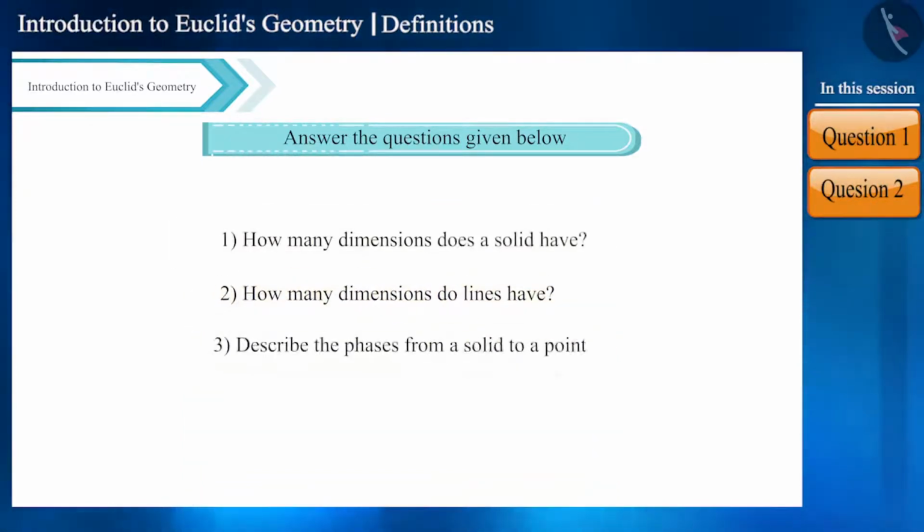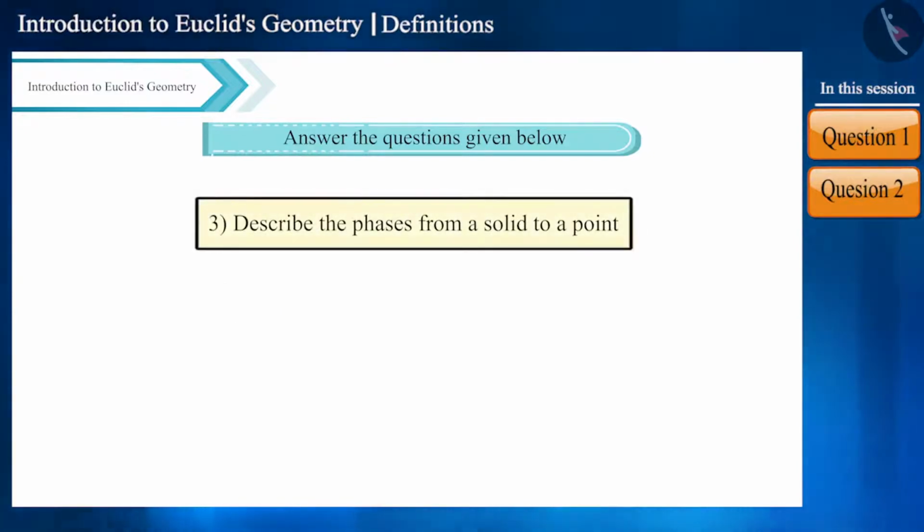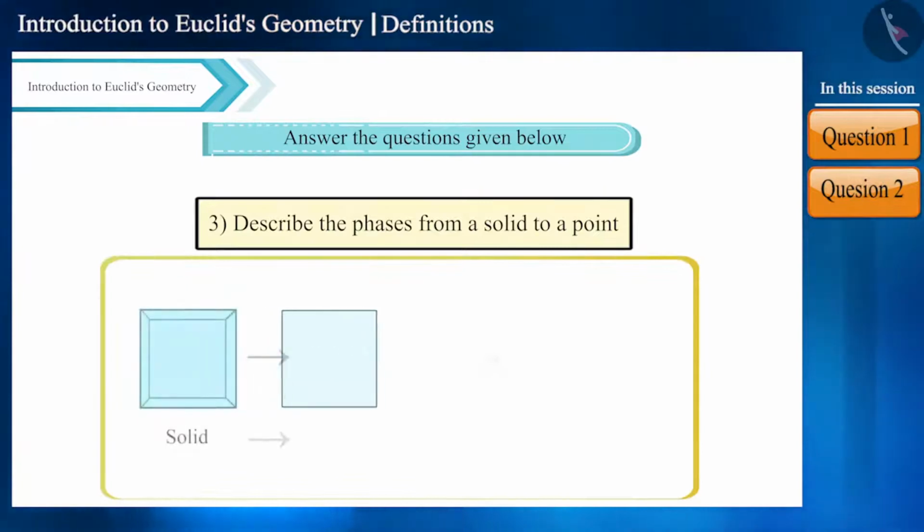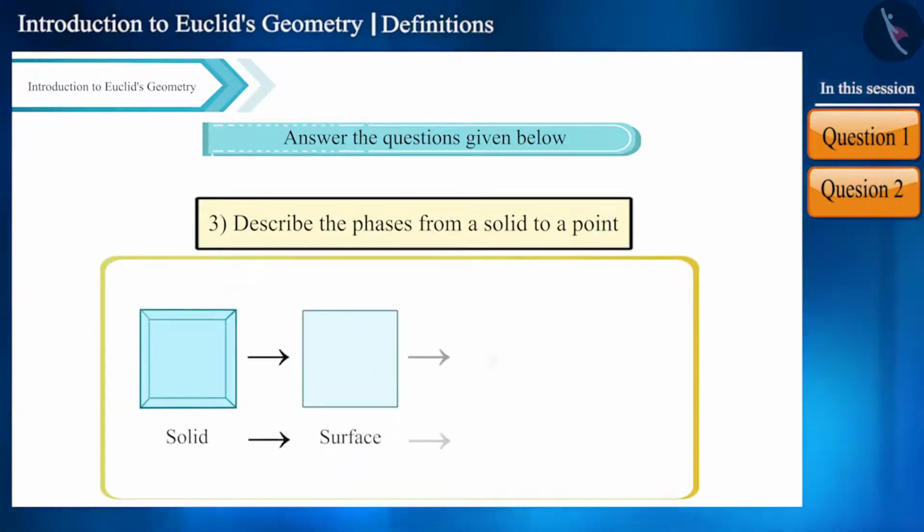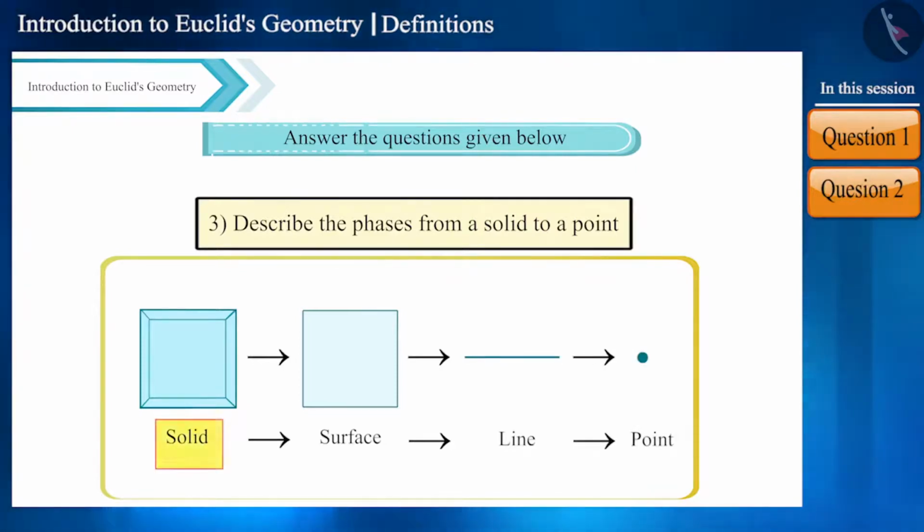Third question. Friends, we know the phases from a solid to a point. Boundaries of a solid is a surface. Boundaries of a surface is a line, and line ends in a point. Therefore, the phases will be solid, surface, line, and point.